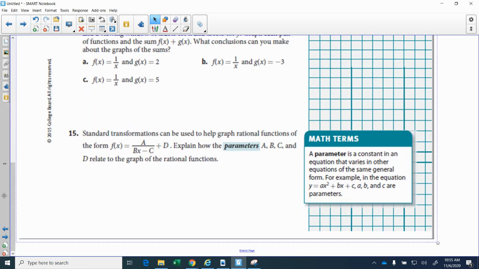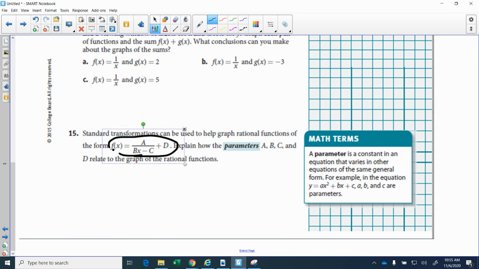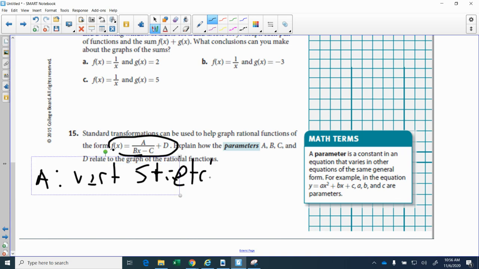Well, in a graph itself, there are certain parameters set. As you can see on this page here, each of these letters causes a specific transformation to happen. Going through a couple of them, we have A, which is your vertical stretch. We have the B value, which is our horizontal compression.